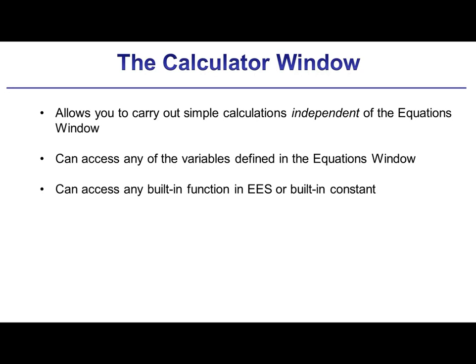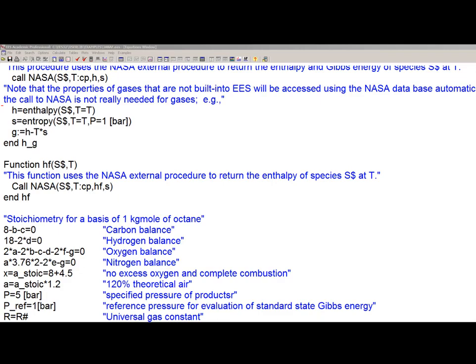The calculator window allows you to enter and solve single line expressions that involve any of the variables that have previously been defined and evaluated in the equations window, all without actually having to solve the EES code. Any of the built-in functions in EES or the constants can all be accessed from the calculator window.